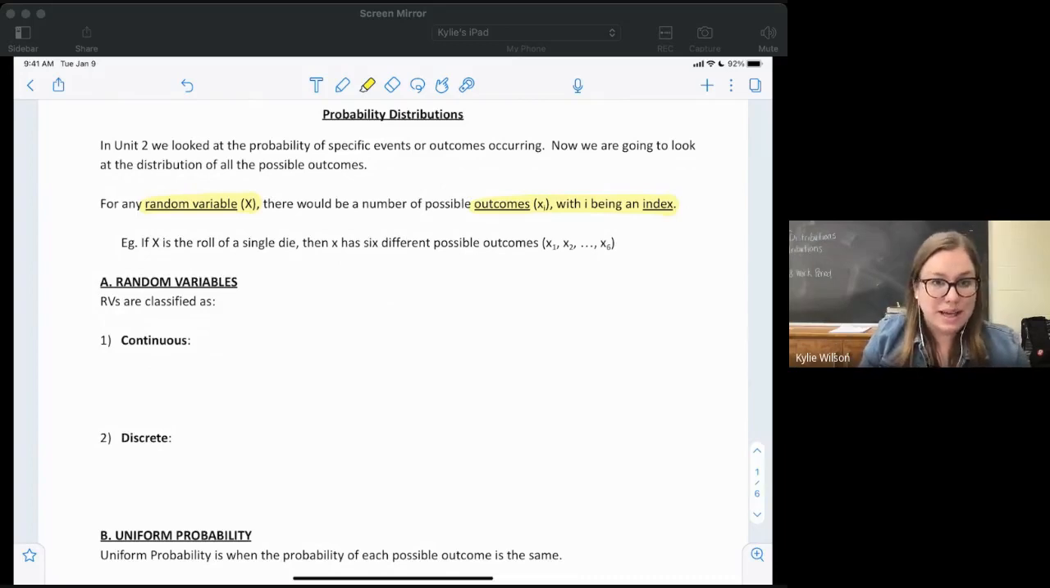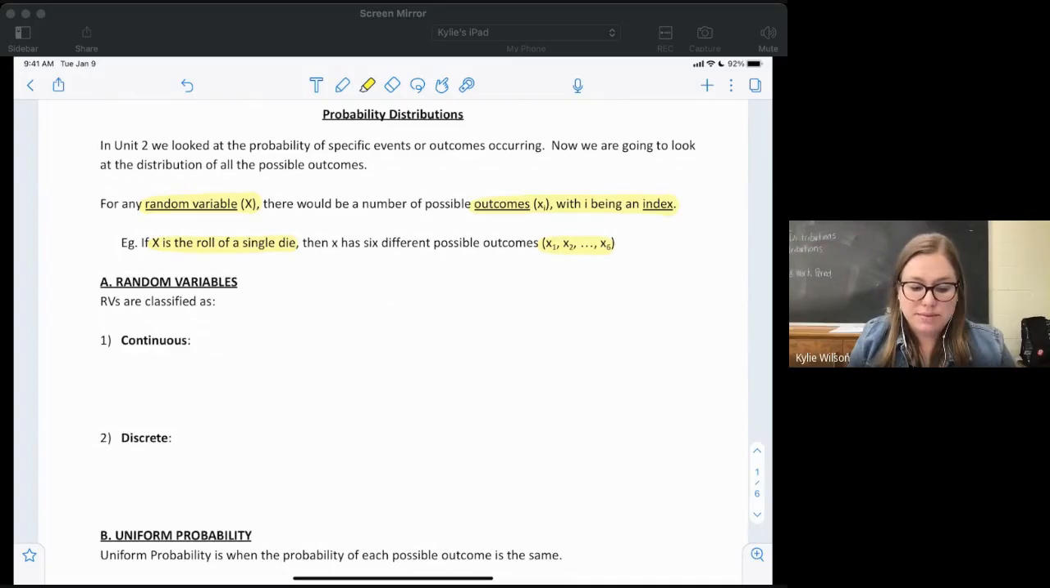Now, here's a quick example. So if X is the roll of a single die, so my random variable, denoted by capital X, is the roll of a single die, then we have 6 different outcomes. And we denote these by x1, x2, x3, x4, x5, x6. Now, x1 happens to have a value of 1, but it doesn't have to. x1 just means my first outcome. And it just helps us to keep track of all of our different outcomes, especially if we had a situation with many, many outcomes.